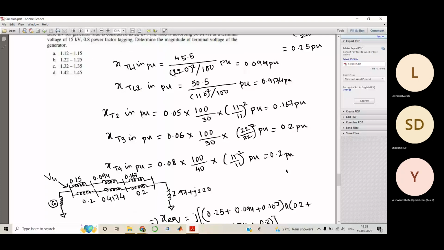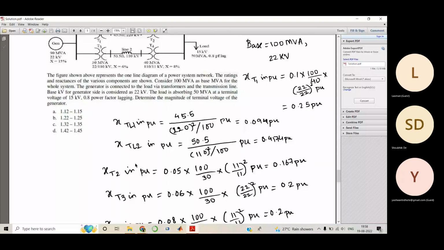Now I have drawn a simple diagram here, where this is the generator and this is the motor, and this is transformer 1, transformer 2. So this is line 1, line 2, and this is, sorry, this is T1, T3. Yeah, T1, T3, then T2 and T4 per unit impedances.